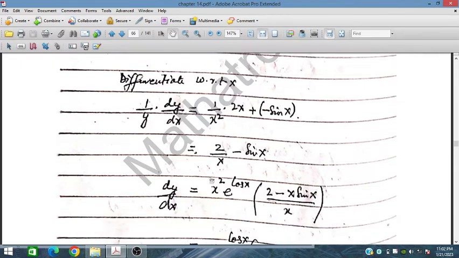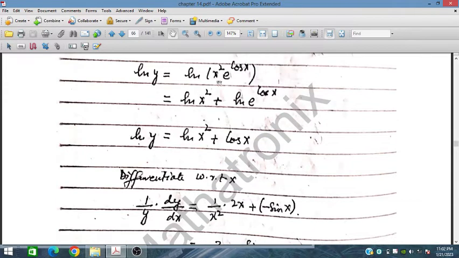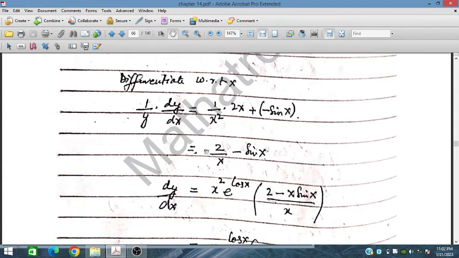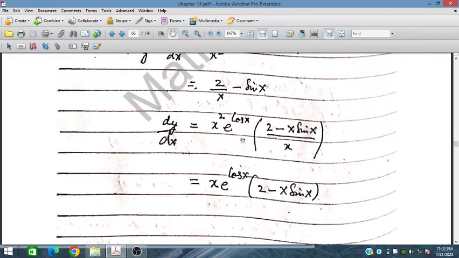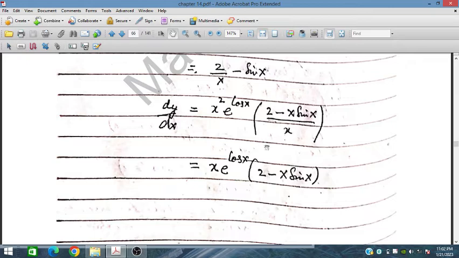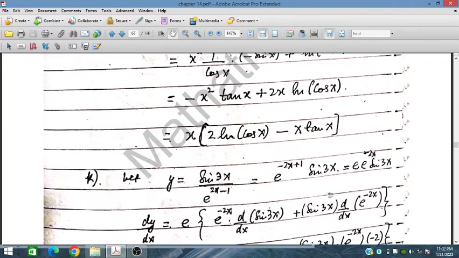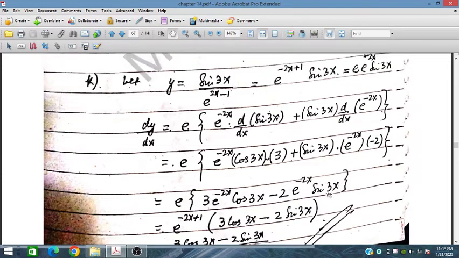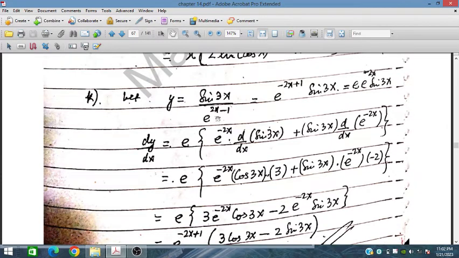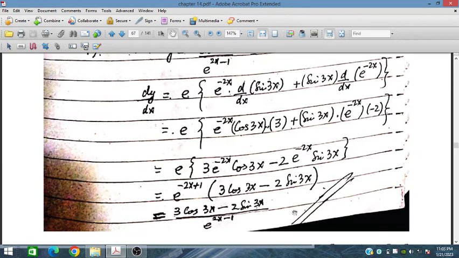So in place of y we will put the value of y, which is this one. After simplification we have obtained this, where x cancels out one x, and then x e power cos x times 2 minus x sin x. So that is for this one, and for the next one let's say sin x e power 2x minus 1. This can be shifted here and written like this, and this is simple. So this is very important.